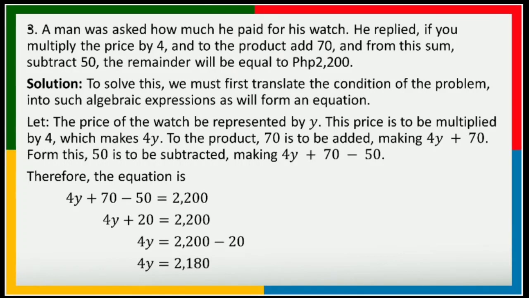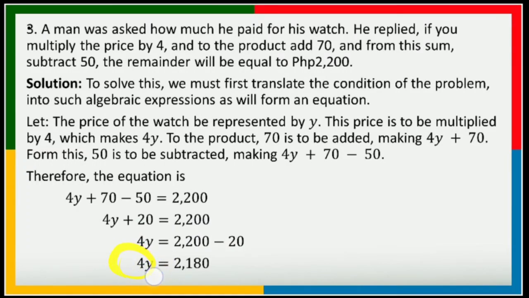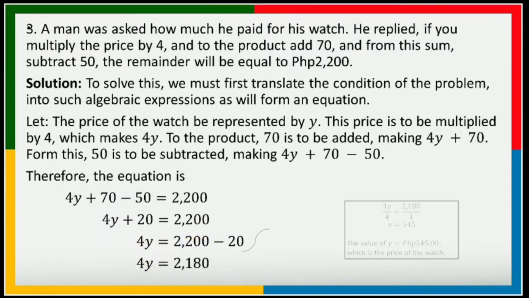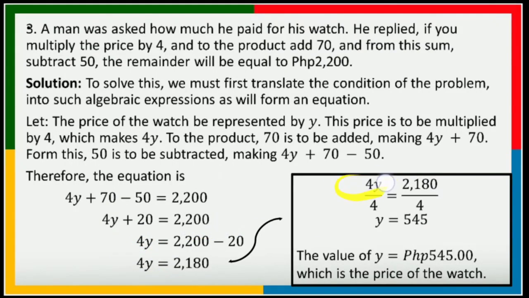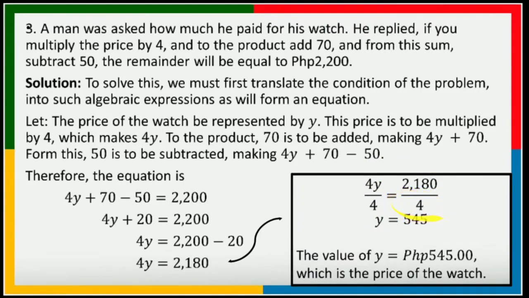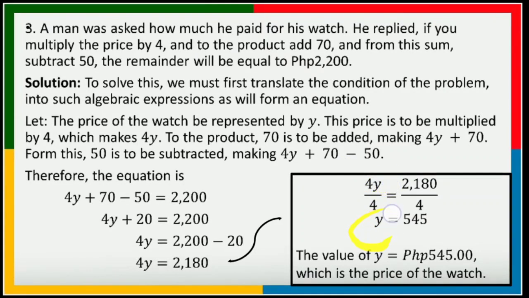What is the coefficient of the variable here? The variable is y. Its coefficient is 4. Therefore, we have to divide both sides by 4. In this case, we have 4y divided by 4 is equal to 2,180 divided by 4. When we divide 4 by 4, that is equal to 1. So 1 times y is y.